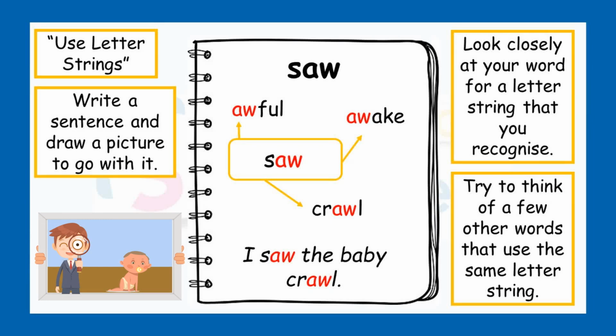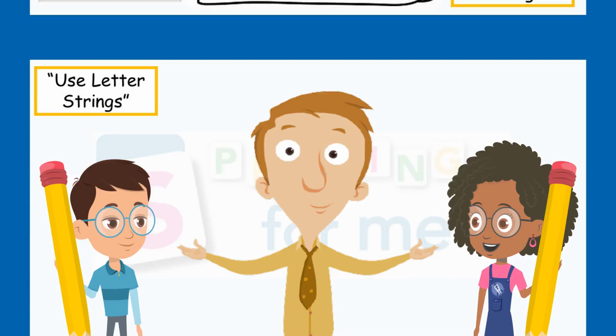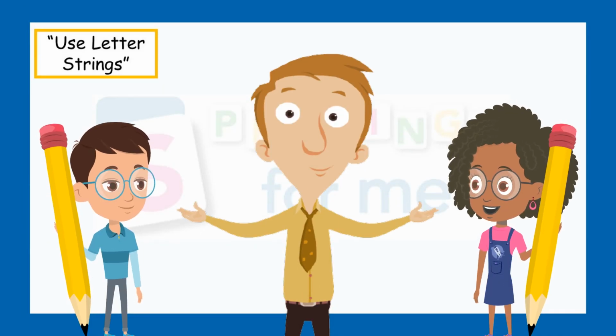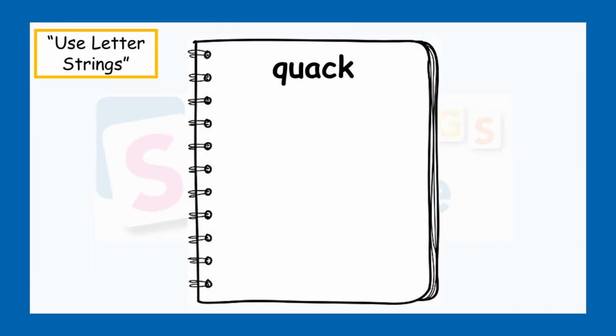Now, not every word has easy to find letter strings in them, and sometimes you might find it hard to think of words with the same letter string. But if that happens, don't forget, you have lots of other spelling strategies to use if this one doesn't work. Let's try another word together. The spelling word is quack. It's a bit of a tricky spelling word.